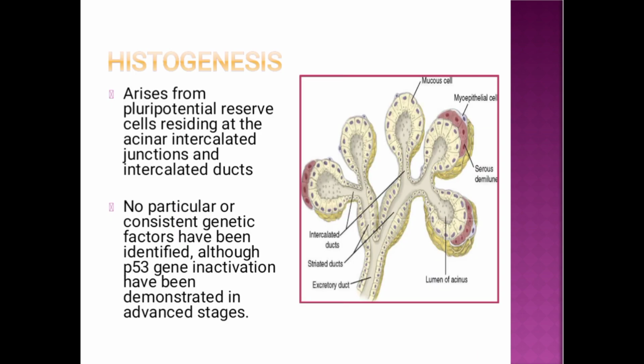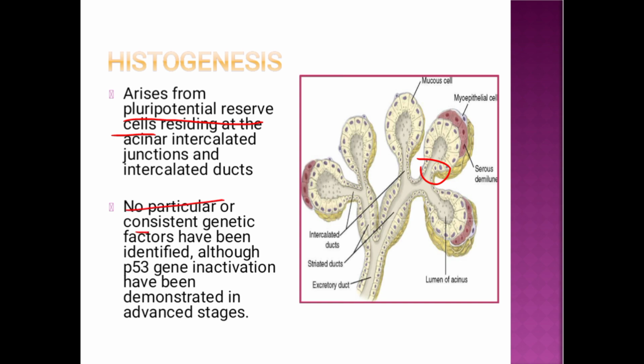Now how does it arise? It arises from the pluripotential reserve cells. These cells are present in the acini, in the intercalated ducts, at the acinar-intercalated duct junctions. So it occurs from the pluripotential reserve cells, present at the junction of the intercalated ducts, you can say.